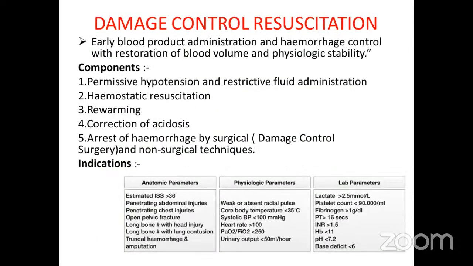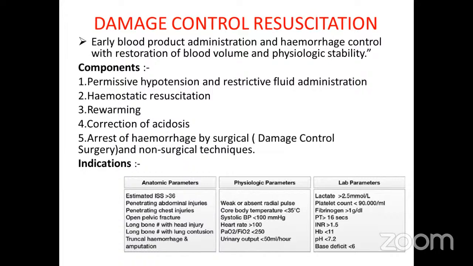Coming to damage control resuscitation, what exactly is damage control resuscitation? It is the early blood product administration and hemorrhage control with restoration of the blood volume and physiological stability. It includes permissive hypotension and restrictive fluid administration, hemostatic resuscitation, rewarming and correction of any acidosis, and the arrest of hemorrhage by surgical or non-surgical techniques.